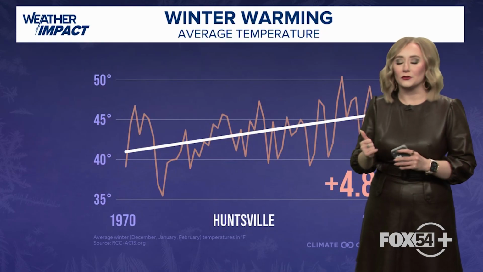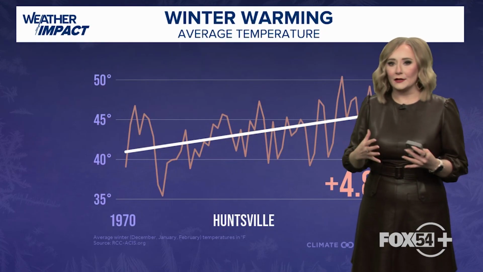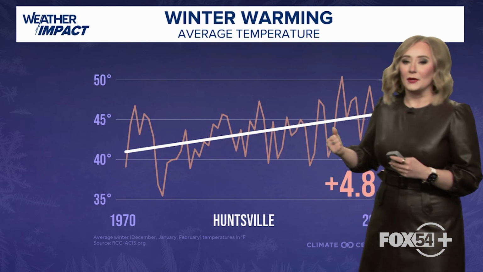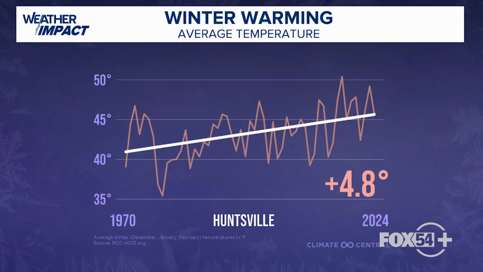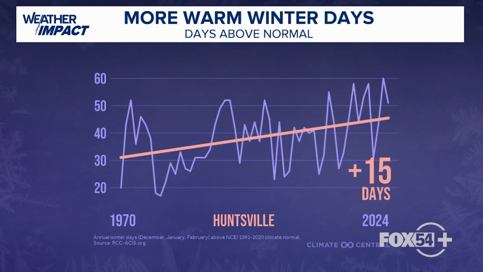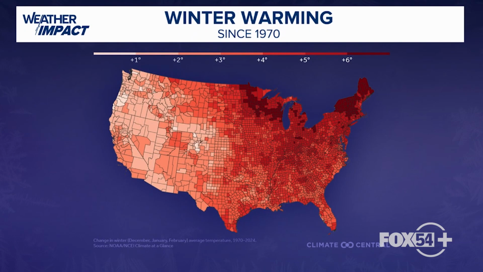Now, I'm going to step off of the screen so you can get a bigger idea of what these graphics are behind me, because we're going to be talking about winter warming. This is our average temperature here in Huntsville. So the average temperature just within the winter seasons has grown about 4.8 degrees since 1970. We're also seeing more warm winter days. This is where we spend days above our normal average high temperature. So since 1970, we've seen about 15 more winter days than we typically do.